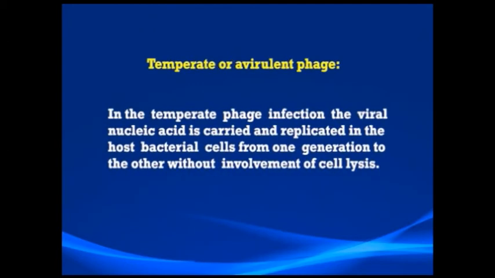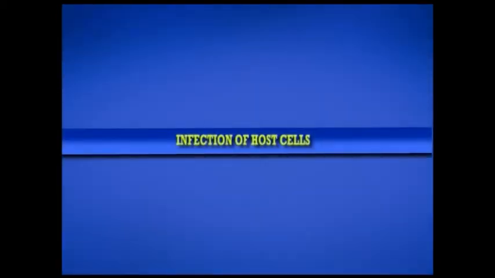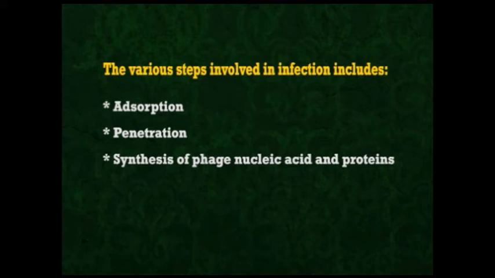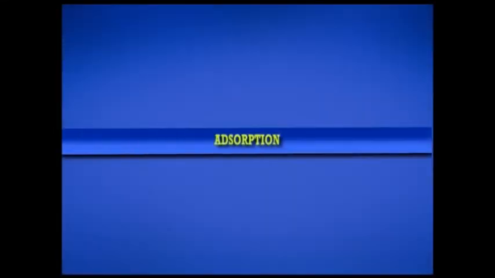Whereas in temperate phage infection, the viral nucleic acid is carried and replicated in the host bacterial cells from one generation to the other without the involvement of cell lysis. Now we'll come to the infection of host cells. The various steps involved in infection include adsorption, penetration, synthesis of phage nucleic acid and proteins, assembly, and finally release. First we'll see adsorption.